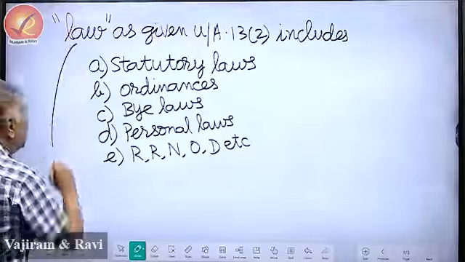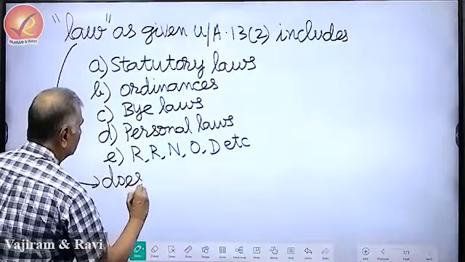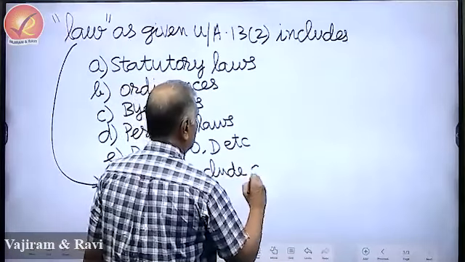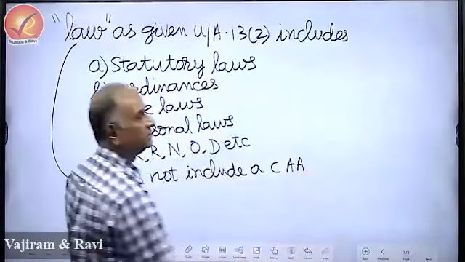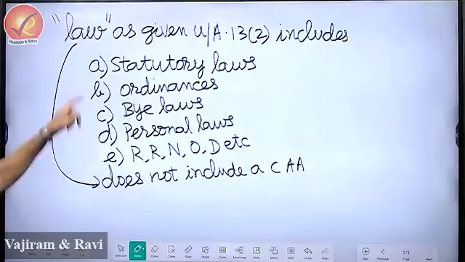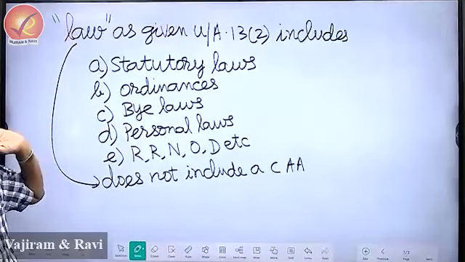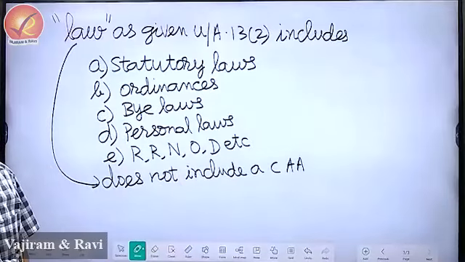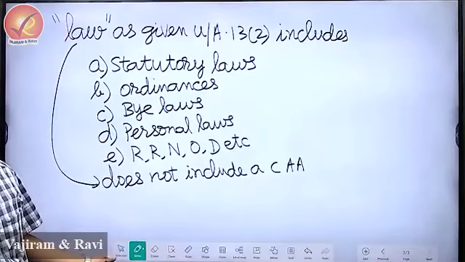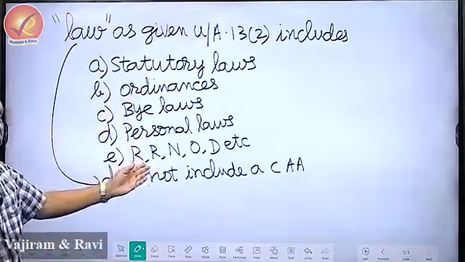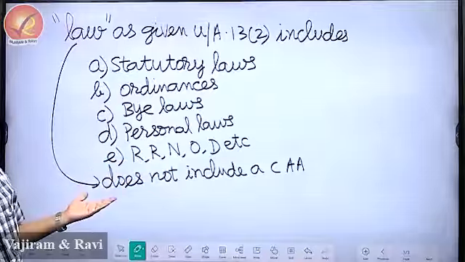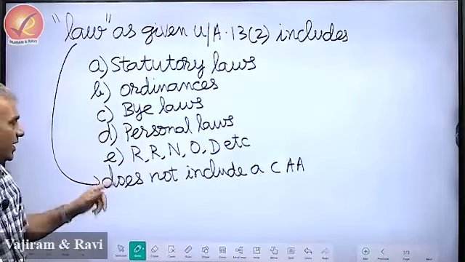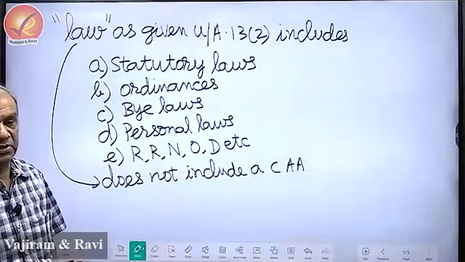And the expression law does not include a constitutional amendment act. So the court clarified the law includes all these kinds of laws, but the expression law does not include a constitutional amendment act. What is the logic behind this? What is common among all these things? They are simple legislations. They are made with simple majority or by the government. Whereas Constitutional Amendment Act is made with special majority.